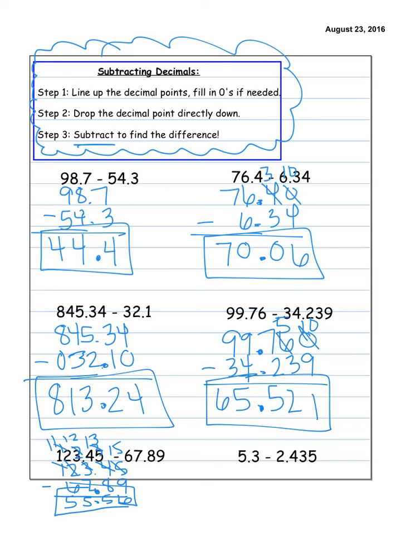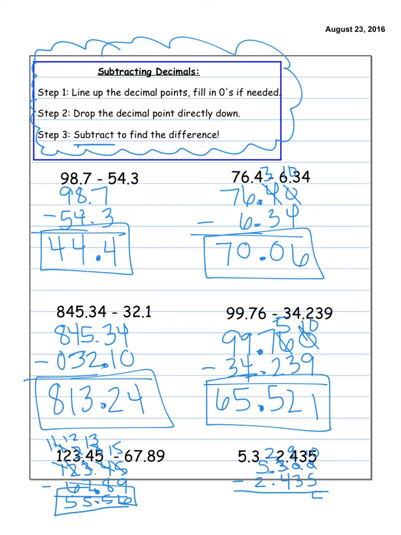And then last one, 5 and 3/10 minus 2 and 435 hundredths. Add my zeros. So this is a fun one with all the zeros. Carry one of these zeros. So we have to go out one. So this is going to be a 2, 9, and 10.